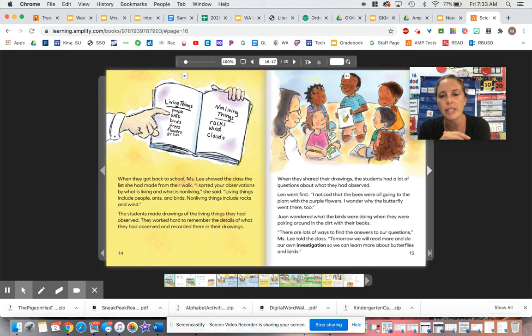There are lots of ways to find the answers to our questions, Miss Lee told the class. Tomorrow we will read more and do our own investigation so we can learn more about butterflies and birds.